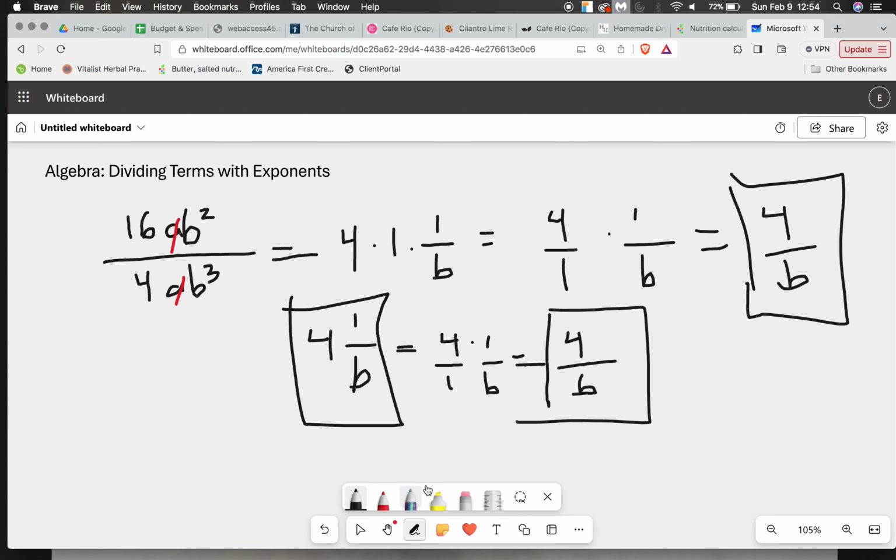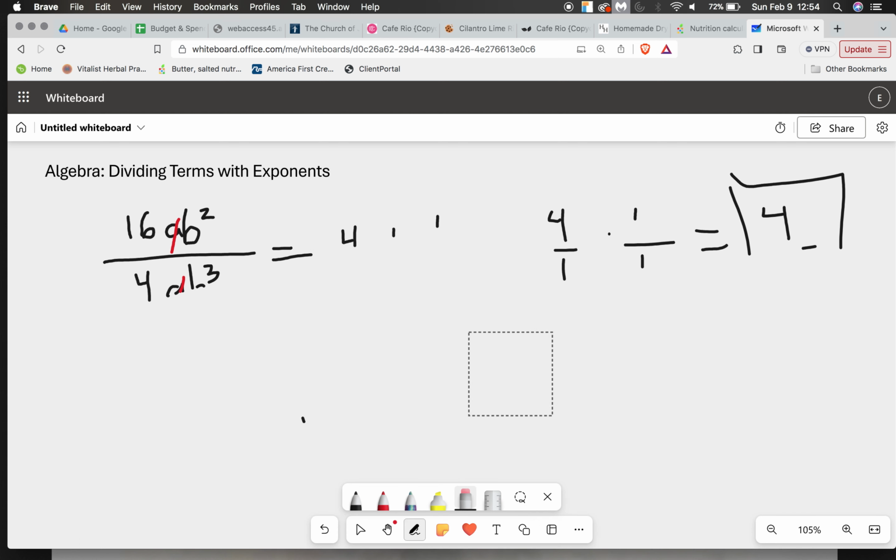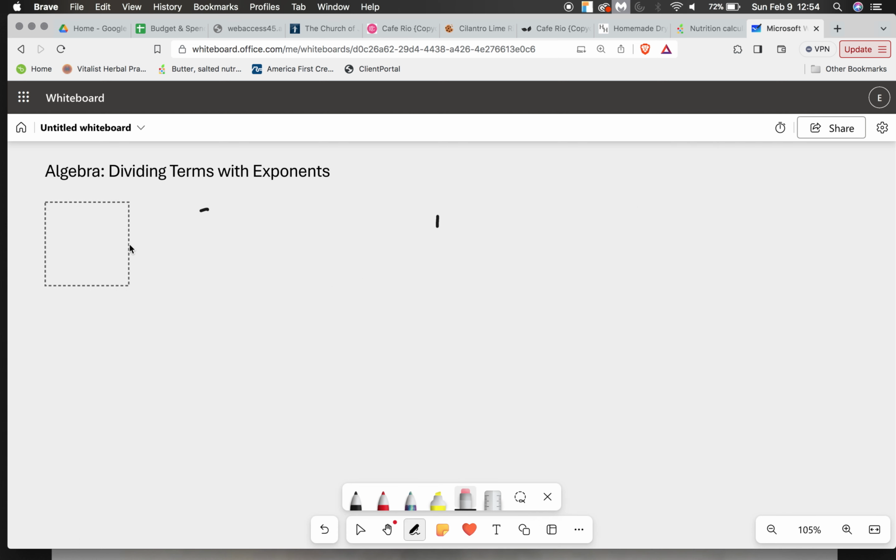Okay, I have one more question for you, and then you will be working on your homework, and this shouldn't take you too long to do. So let's do this one. 25x squared divided by 5x cubed. Pause the video, solve that problem, and then come back here and we'll solve together.